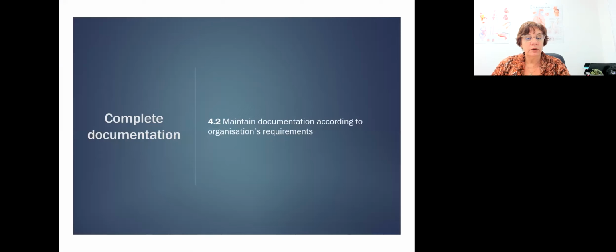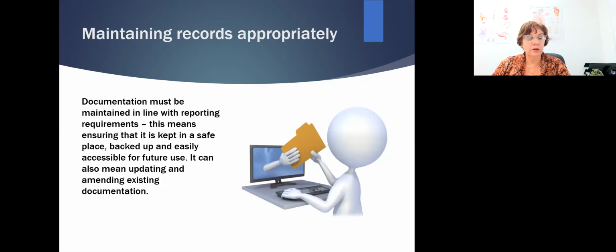Maintain documentation, store records appropriately. Lock and key, make sure that you don't keep your phone open with clients' records on an app or, you know, where anyone can access it. It is to the client's protection as well.